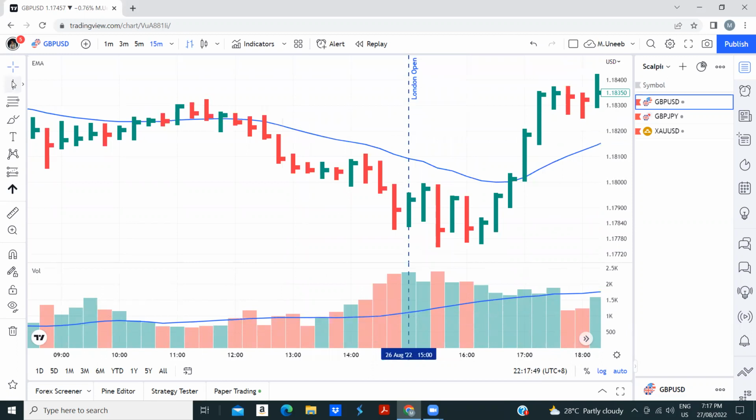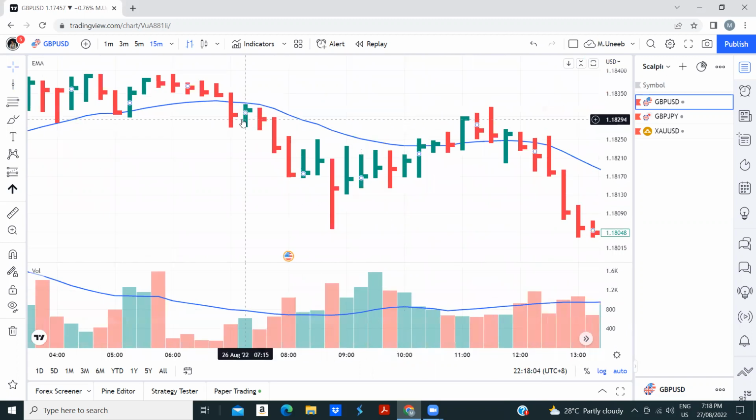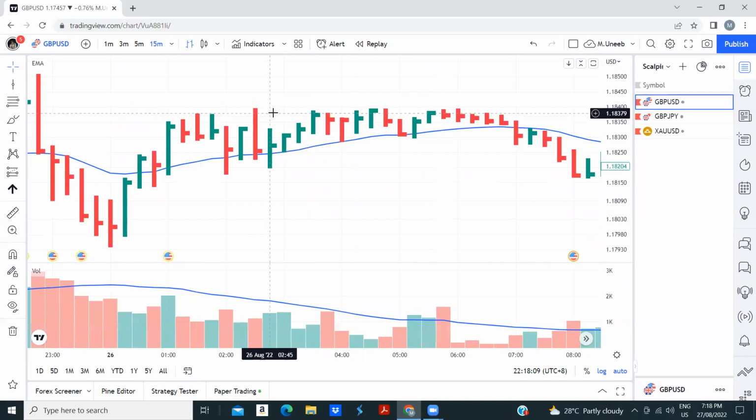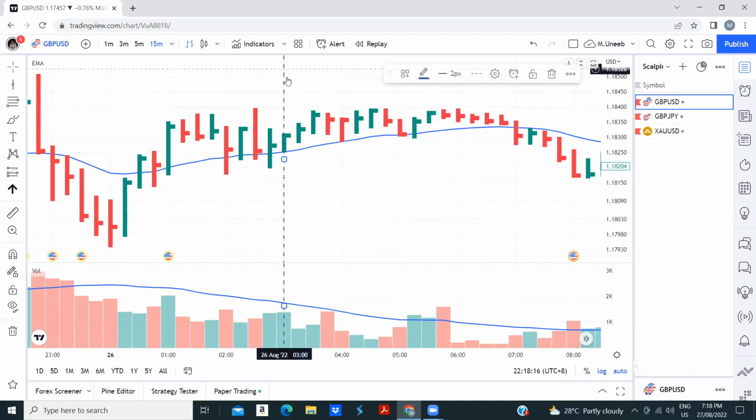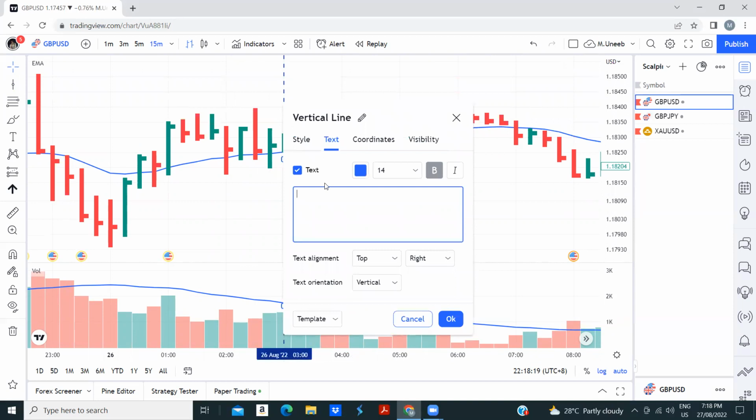The second step, what you need to do, you need to go back and see where your overnight session started. The overnight session starts at 3 a.m. your time. You go back, it should be 26 August, 3 a.m. Here. Okay, 3 a.m. This is the overnight session start, right? You have to write it down.